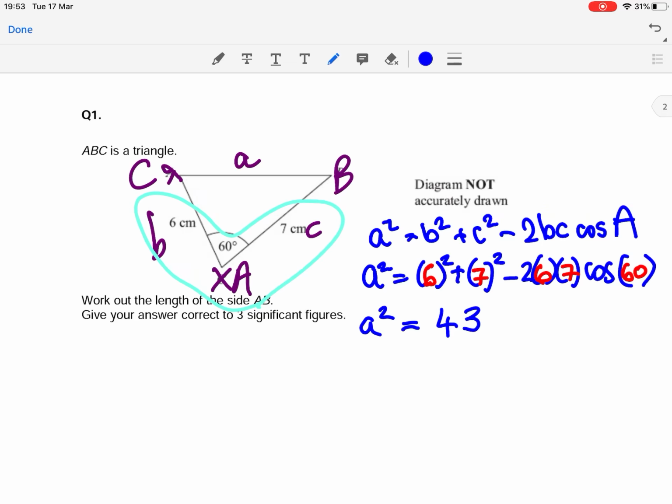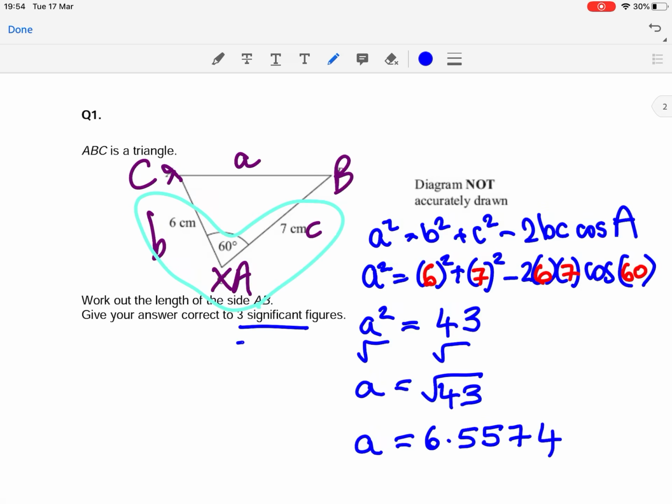If I want to find a, I'm going to do the opposite of squaring. The opposite of squaring is to square root, so I'm going to square root both sides and say that a is equal to the square root of 43. So a is equal to 6.5574.